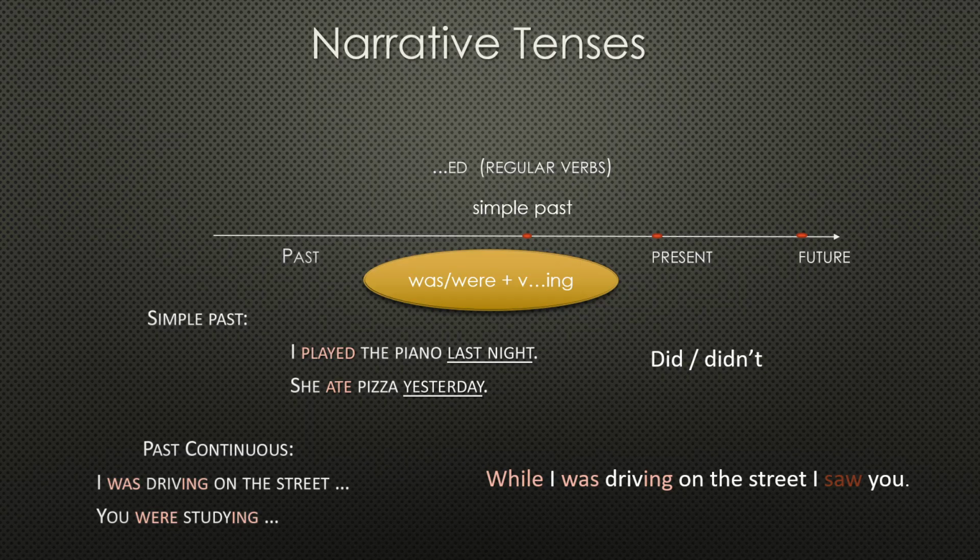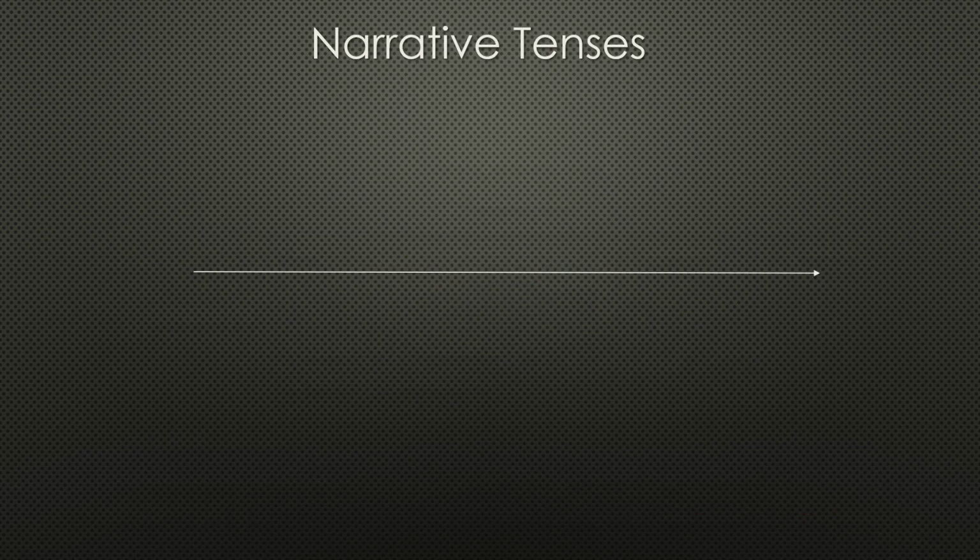After while, I used the ing form, and the other part is simple past. Or, you were studying when she called me. Don't forget, after while, we can use the ing form, the continuous form, not the simple past form. I cannot say while I saw you, I was driving on the street. That's not correct.